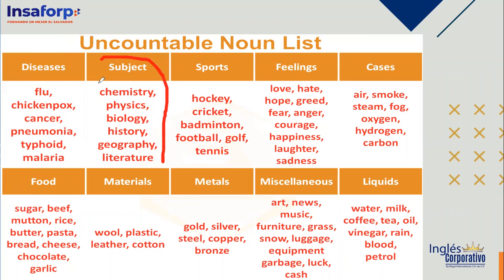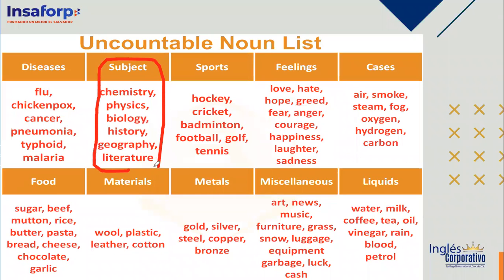Okay. What is another category for uncountable? You have subjects in the school, in the university. For example, you have chemistry, physics, biology, history, geography, and literature. Okay?